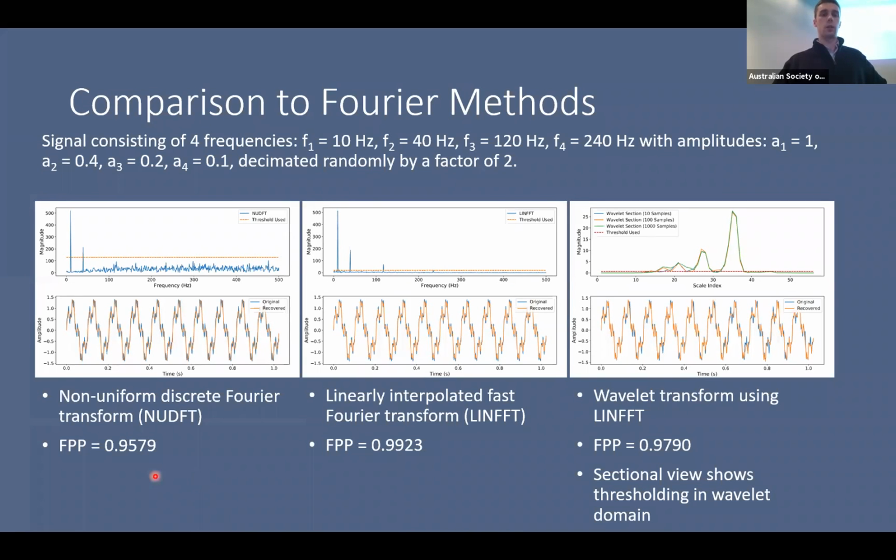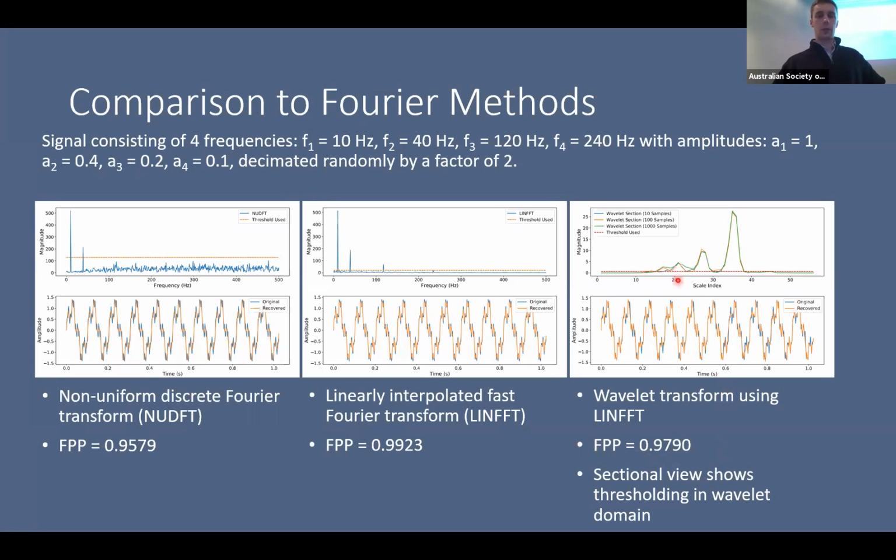And why is that? Well, we looked at comparing them. So we've got a signal with 4 frequencies, 10 Hertz, 40 Hertz, 120 Hertz, and 240 Hertz with amplitudes 1, 0.4, 0.2, 0.1, randomly decimated by a factor of 2. Our non-uniform discrete Fourier transform was able to get an FPP of the recovery, so comparing our recovered signal to the original signal, of 0.9579, and the FPP is scaled from 0 to 1. The lin FFT method using Fourier got 0.9923, and using the wavelet transform, we got 0.979.